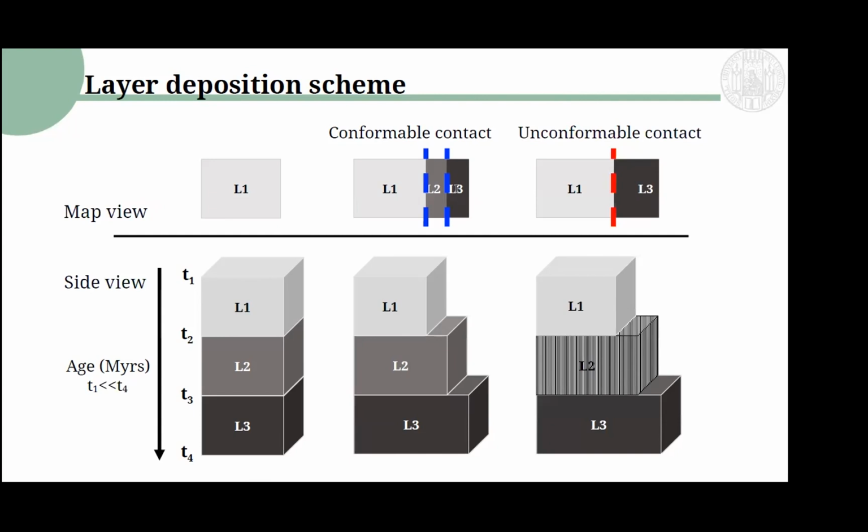Column A would be this, with a weird format, missing layer 2, which would mean that in the map view we will have a contact between layer 1 and layer 3. And this would create this unconformable contact. And you can see that we assign different colors: conformable is represented with blue, and unconformable is represented with red.